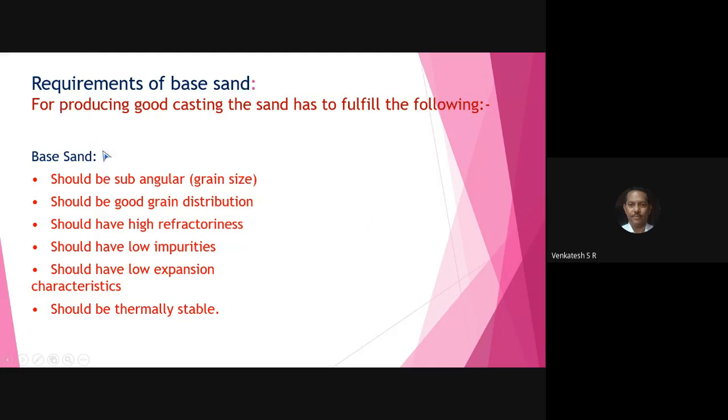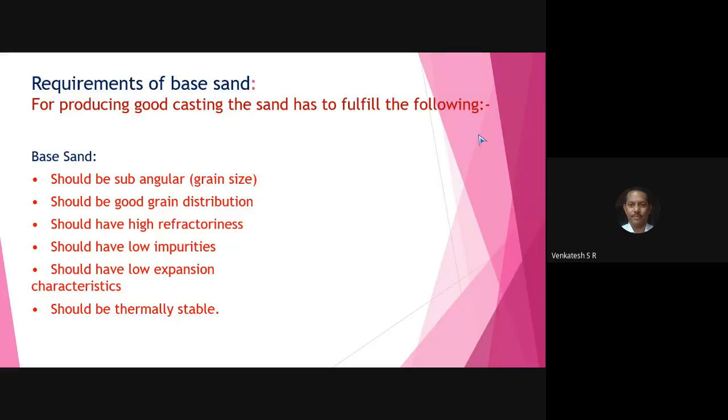Now please write down the requirements of base sand. Underline that. For producing good casting, the following points are very, very important. That is, write down requirements of base sand. For producing good casting, the sand has to fulfill the following factors.